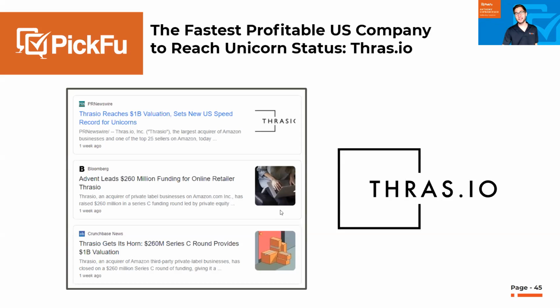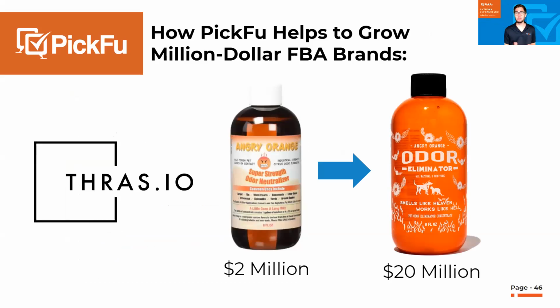And so these headlines came out maybe about a week and a half ago, and it's talking about how Thrasio set a record to be the first profitable company in the US to reach unicorn status. That's $1 billion in valuation. And we have a really good case study that you can check out on our website about this brand, Angry Orange. It's one of the fastest growing brands of pet deodorizers.